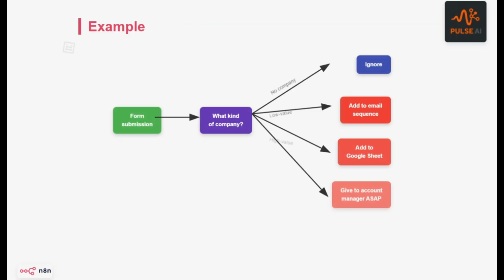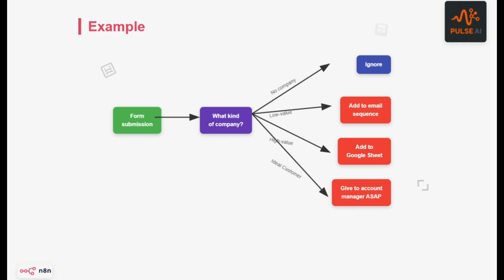Here we can see an example of a workflow. So we have a form submission. When the form is submitted, we check what kind of company is submitting the form. If we cannot find a company, we ignore. So as you can see here, we have a predictable set of predetermined actions.